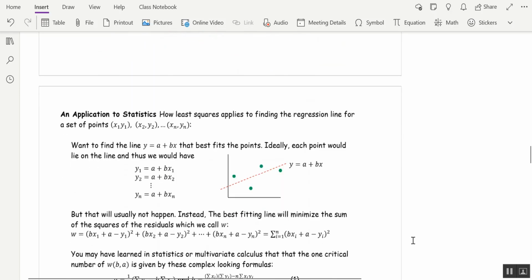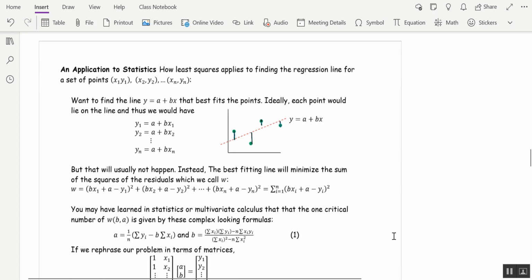Now this is just an overview of least squares, but I want to point out a pretty cool application of least squares to statistics. If you've taken statistics, or even if you haven't, you've probably heard of the line of best fit. So if you're given a bunch of data points and you want to find a line that most closely hits each data point, what you want to do is minimize these errors.